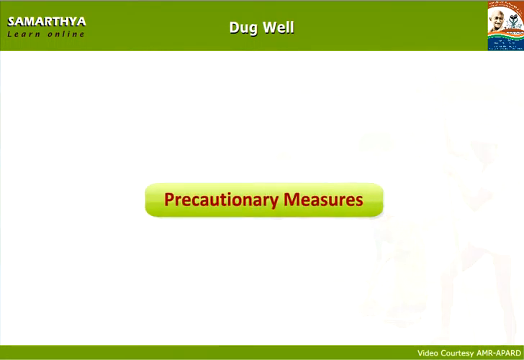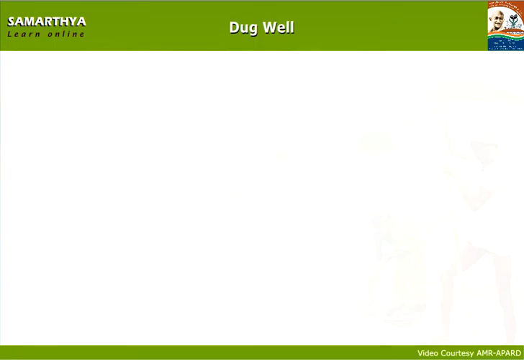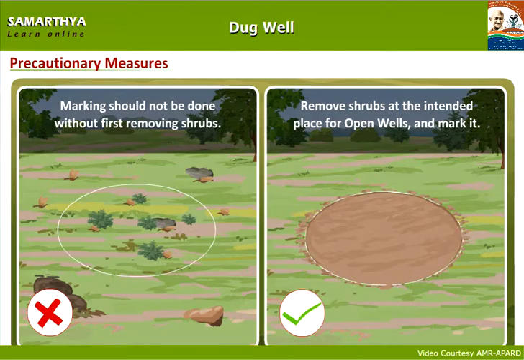Precautionary measures to be taken in construction of open wells. Marking should not be done without first removing shrubs. Remove shrubs at the intended place for open wells and mark it.